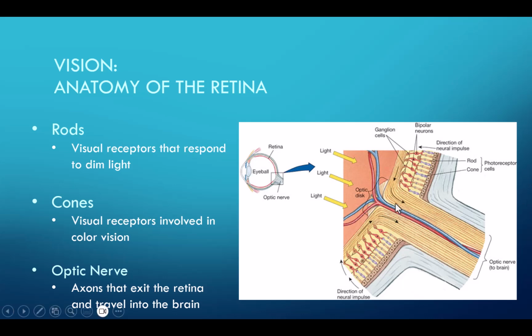Where the optic nerve leaves the retina is considered a blind spot. So you can see here there are no photoreceptors in this area where the optic nerve leaves the retina. And we'll talk a little bit in coming videos about how the visual system compensates for this blind spot.